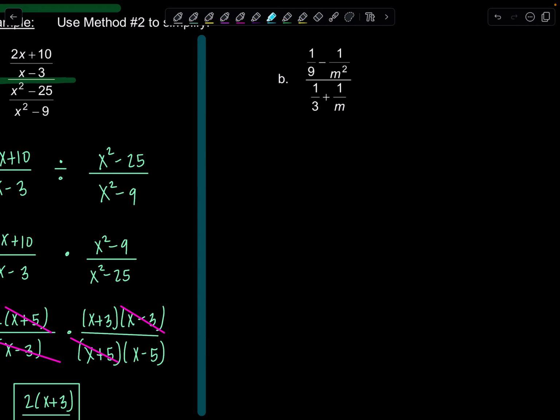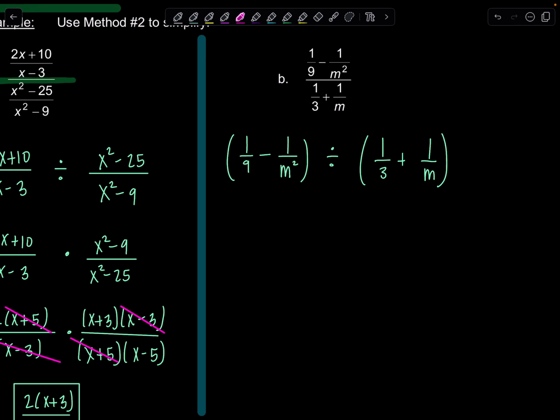So in this case, I'm going to take the entire numerator, 1/9 minus 1 over m squared, and then divide that by the entire denominator. See, this method doesn't work so nicely for this problem because I can't switch it to multiplication and take the reciprocal of this because this is not one rational expression just yet. I have to add these together. And in order to do so, I need a common denominator. And I've got to do the same thing here.